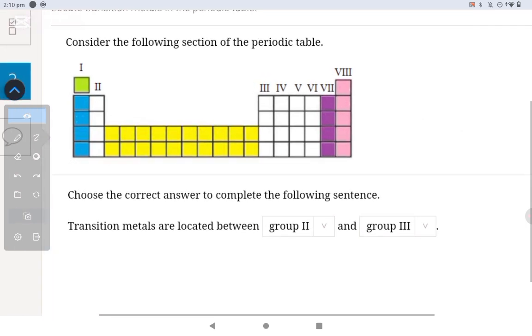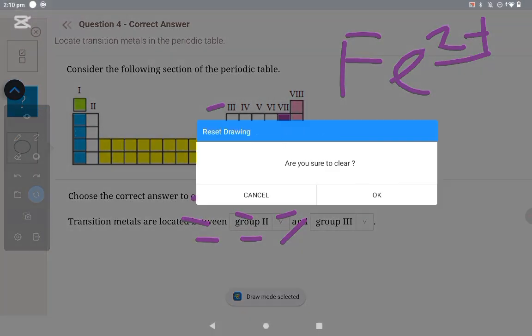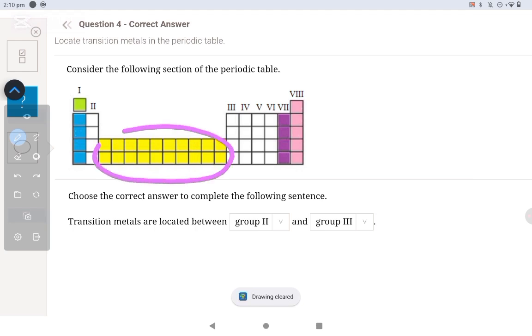Yes, transition metals are located between group 2 and group 3. So like we said, iron would be somewhere over here, the yellow part. So it's transition metals, between group 2 and group 3. Okay guys, that's it for 7.3.